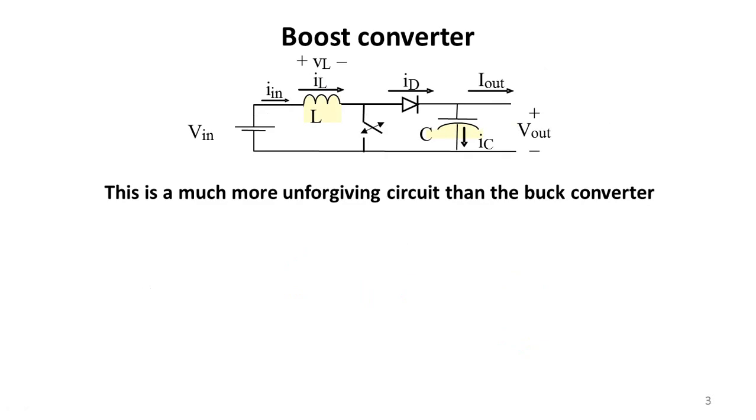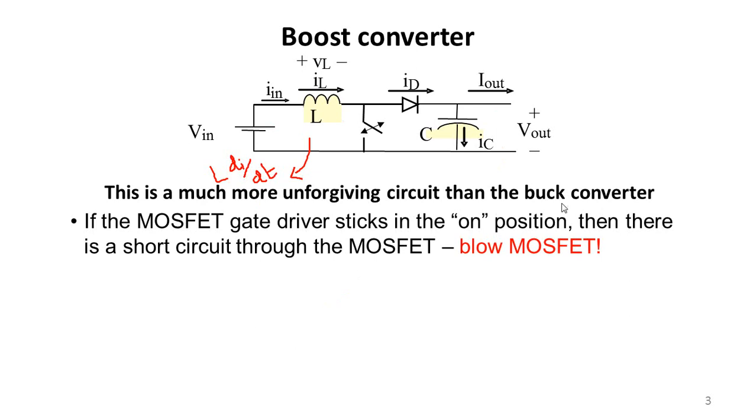Now, you know that there is a voltage across the inductor. The inductor will always store some charge, given by L into di by dt. This stored energy is always going to be the driving factor to drive your load. Let us see these things in the upcoming part. Now, if the MOSFET gate driver sticks it to the on position, then there is a short circuit through the MOSFET. Yes, that is what I was explaining.